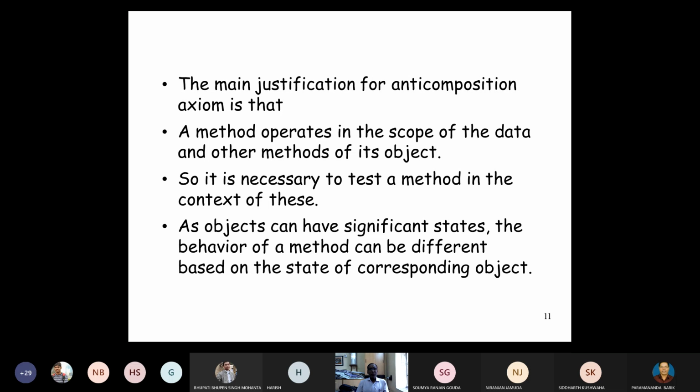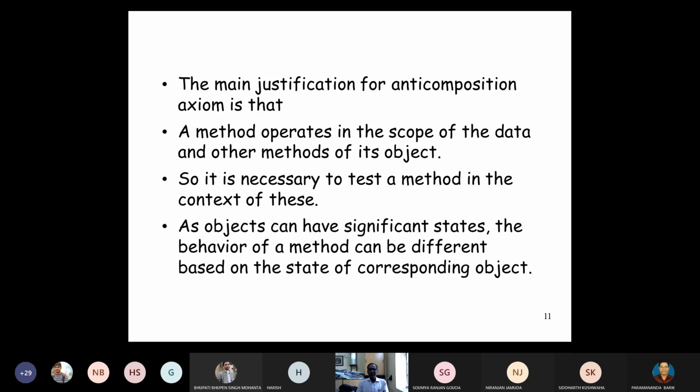A method operates in the scope of the data and other methods of the object, isn't it? It cannot independently run a method or test a method. A method operates in the scope of the data and in the scope of other methods of its object. So it is necessary to test a method in the context of this. You cannot test a method individually or alone.